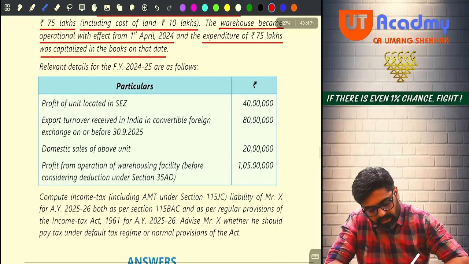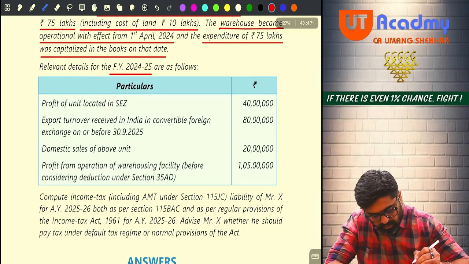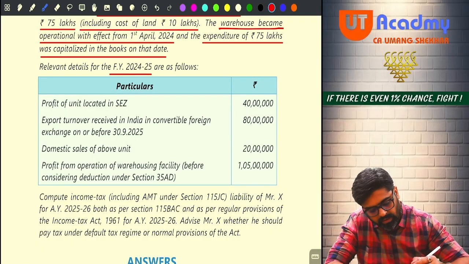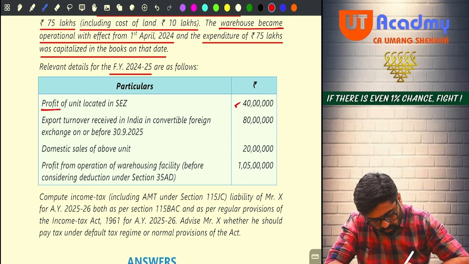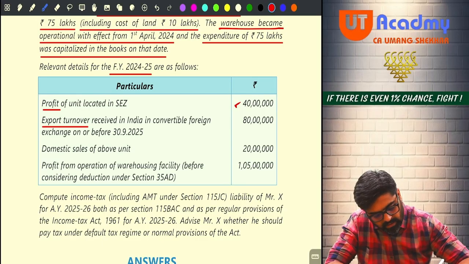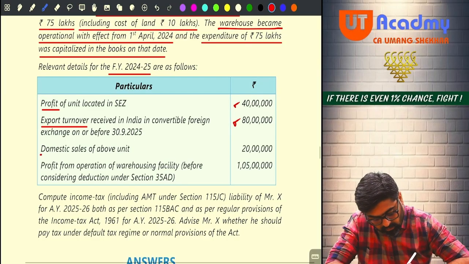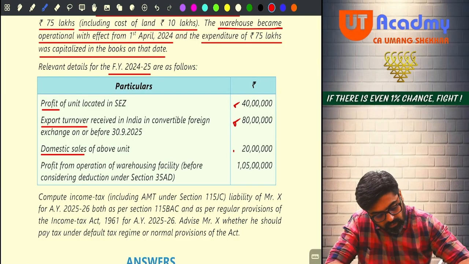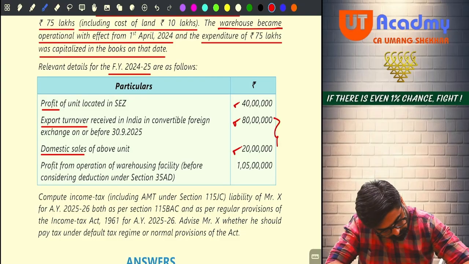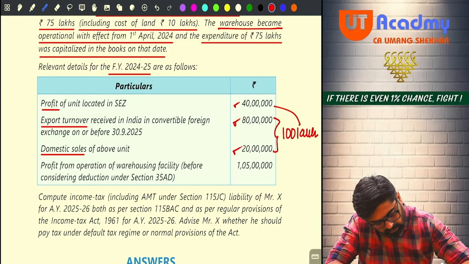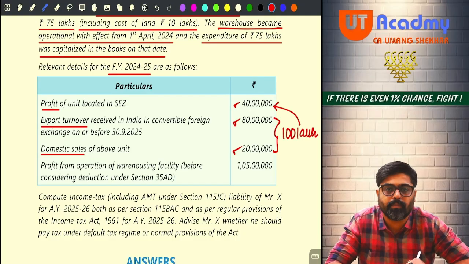Now, relevant details for the financial year 24-25. Profit of unit located in SEZ is 40 lakhs. This is the total profit. Export turnover received in India in convertible foreign exchange is 80 lakhs. Domestic sales of the above unit is 20 lakhs. So can I say 100 lakhs is the total sale? On that 100, only 40 lakhs is the profit.